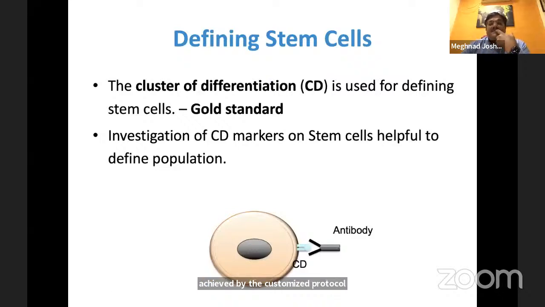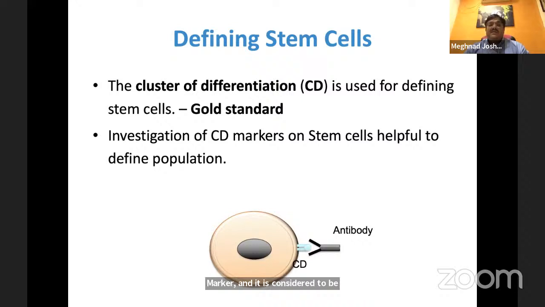So as a very layman's question, how do you define stem cells? Because whenever you look at a cell culture, both stem cells and any adult cells look the same. So how are you going to characterize them or differentiate between the stem cell and the adult cell? If you want to define the stem cell, you need to label them, or identify them, with cluster of differentiation markers. In simple words, it's called a CD marker, and it is considered to be the gold standard.